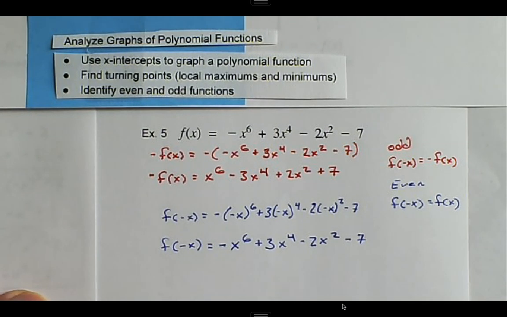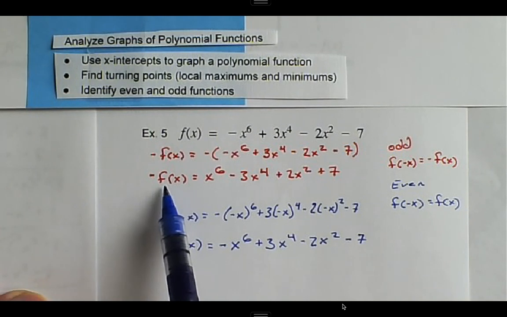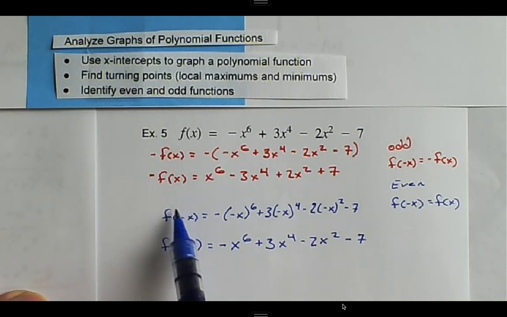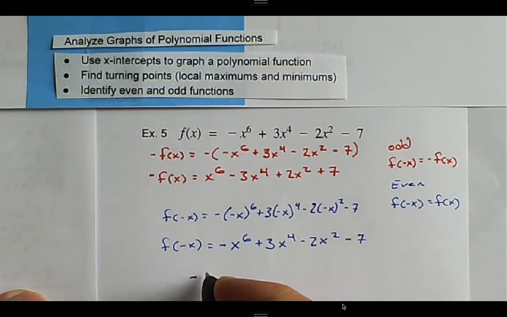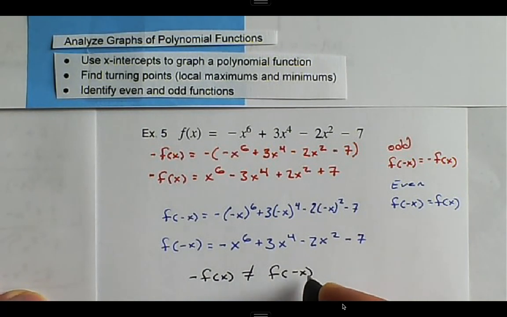So then we can check the function evaluated at negative x. We see that our highest degree coefficient is negative 1, and up here, for the negated function, the lead coefficient is positive 1. So these two are not equal. Negative f of x does not equal the function evaluated at negative x, and so this one is not odd.